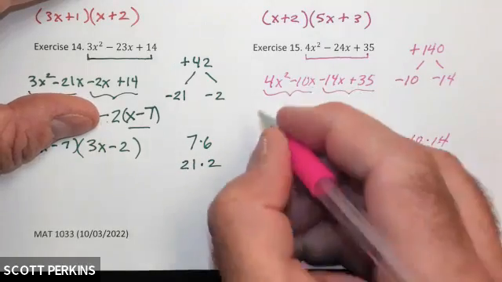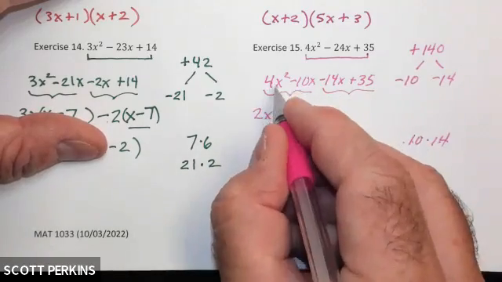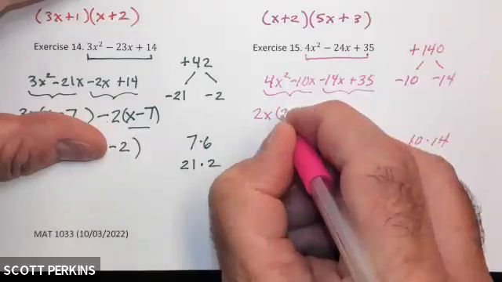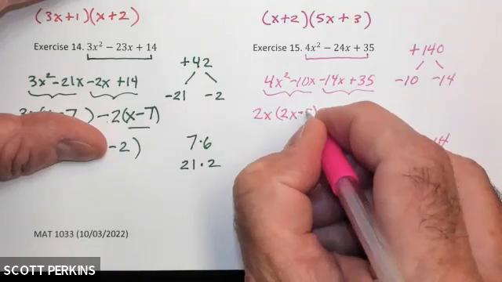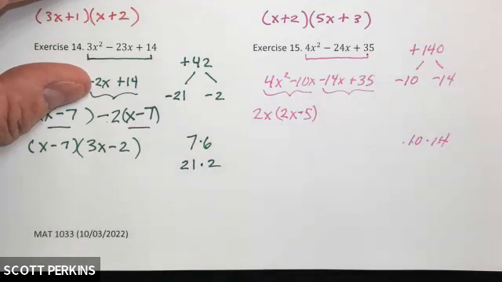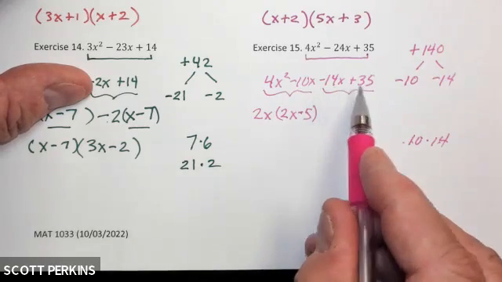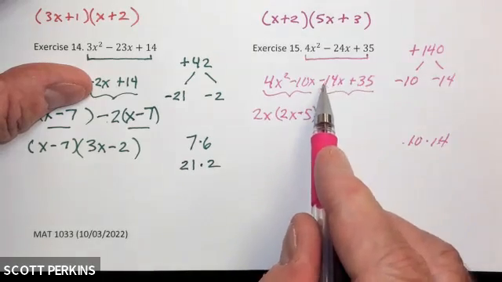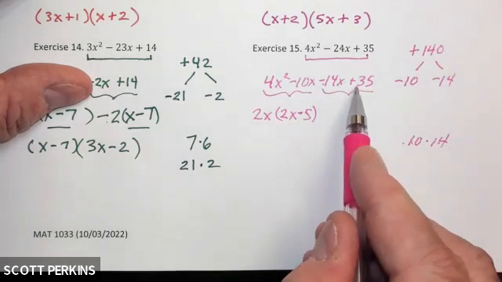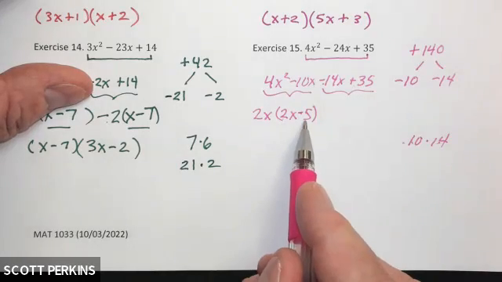Out of the first 2 terms, I can take a 2x. 4x squared, when I factor out 2x, leaves me another 2x. Negative 10 divided by 2 is negative 5. Once again, this is something we pointed out when we learned about grouping. My next 2 terms have the signs reversed. I've got a negative in front of the x term, a positive in front of the number term. So I need a positive x term and a negative number term.